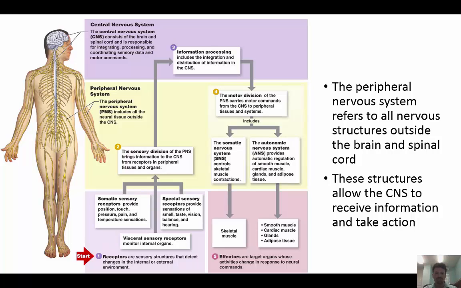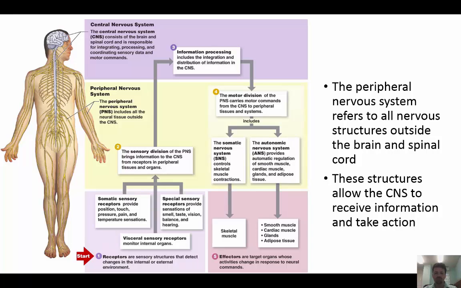The first division, the central nervous system, consists of the brain and the spinal cord. And as you can see on this slide, this central nervous system is responsible for integrating, processing, and coordinating all the sensory information that comes to it and that leaves it. In today's lecture, we want to focus not so much on the brain and the spinal cord, but we want to focus on the peripheral nervous system.